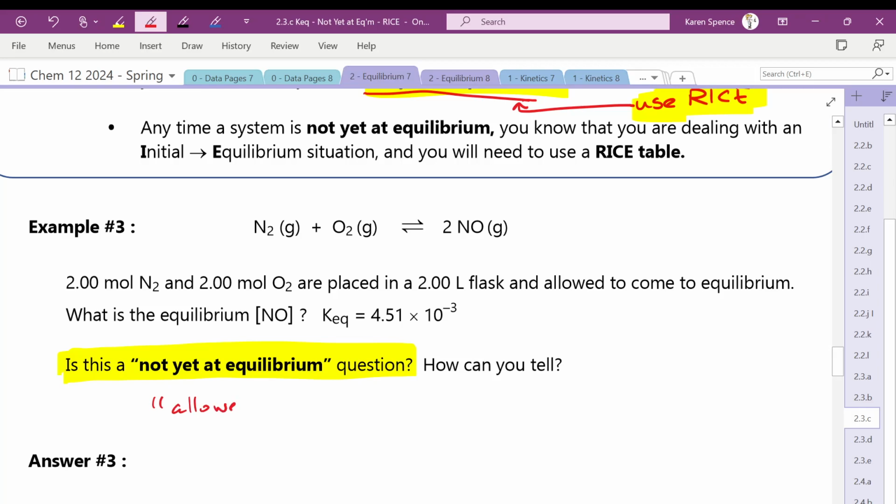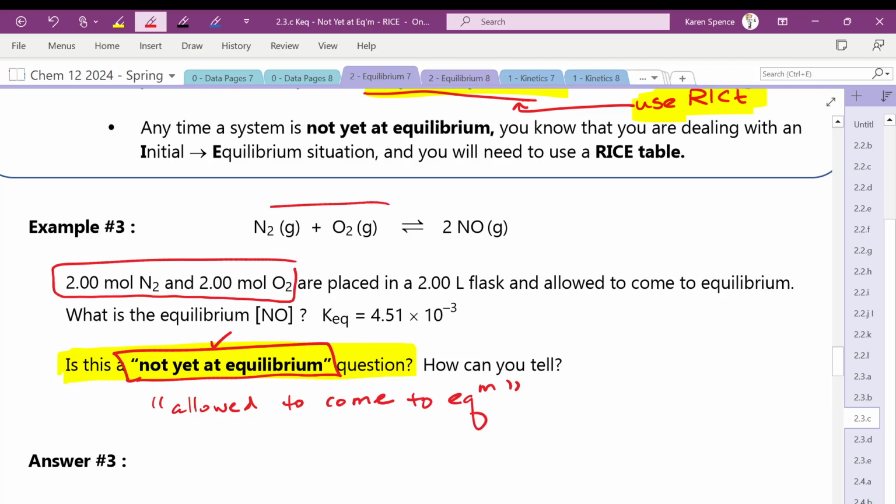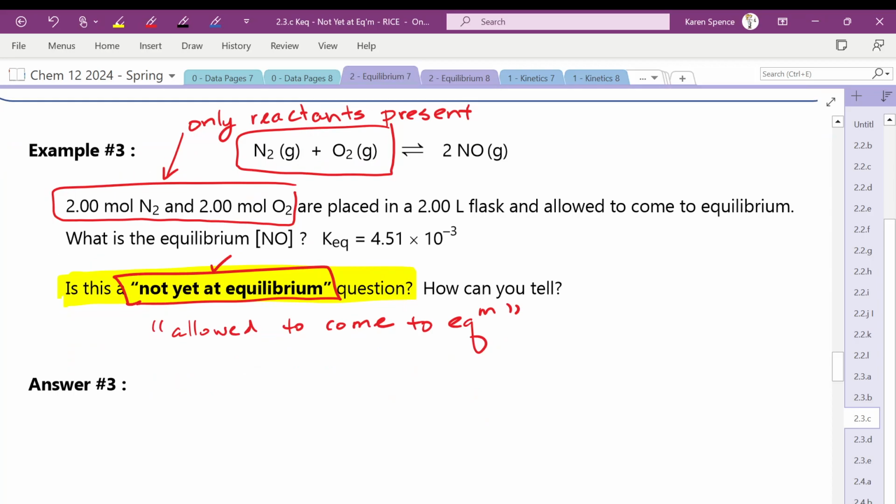We have "allowed to come to equilibrium." And also, we have only reactants, right? We have N2 and O2, only reactants present. And remember, if you have a system at equilibrium, you will have both reactants and products present. So we are not yet at equilibrium.